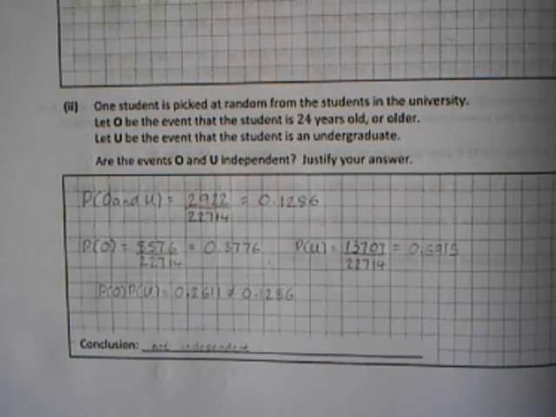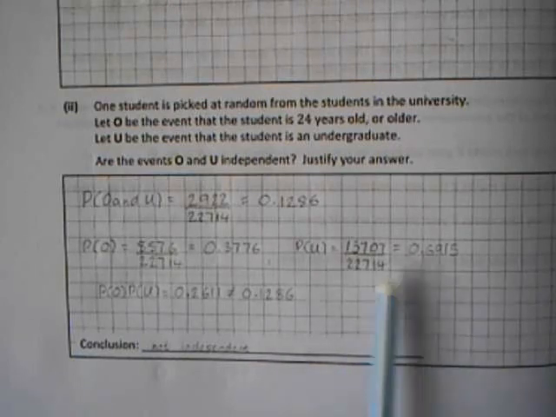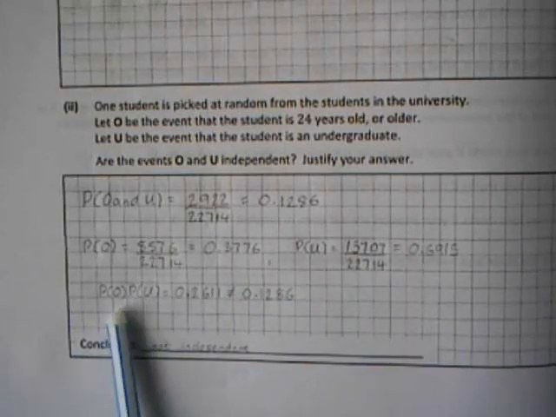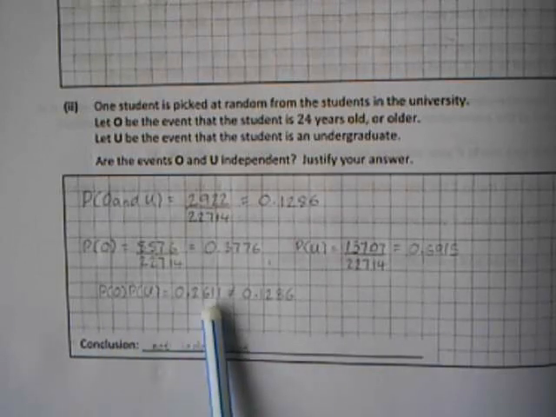So I've put that as a decimal, 0.1286. And then I've checked the probability of being older than 24. So that's 8,576 out of the 22,000. And the probability of being an undergraduate, so that's over here. And then I've multiplied those 2 together manually. So I've done that down here. So 0.37, 0.69, multiplied them together, 0.2611.